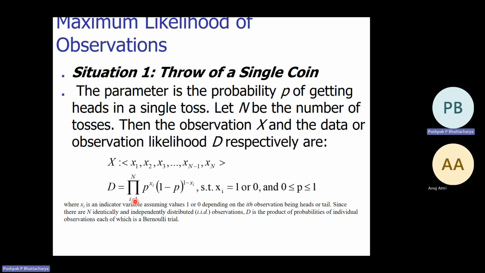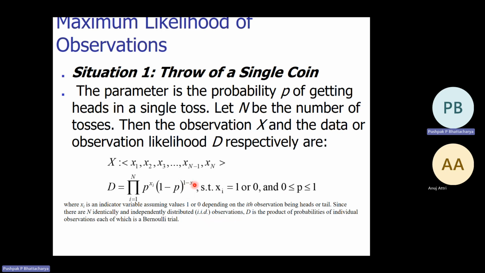Now the same likelihood expression, which was p to the power k into 1 minus p to the power n minus k, can be written as the product over i equal to 1 to n of p to the power xi into 1 minus p to the power 1 minus xi, which is exactly equivalent to p to the power k into 1 minus p to the power n minus k. So when xi is 1, 1 minus p to the power 1 minus xi becomes 1, and this becomes p. And when xi is 0, then p to the power xi disappears, and we have 1 minus p to the power 1. And when you take this product, it is equal to p to the power number of heads, 1 minus p to the power number of tails.